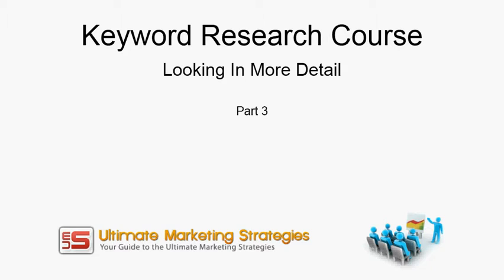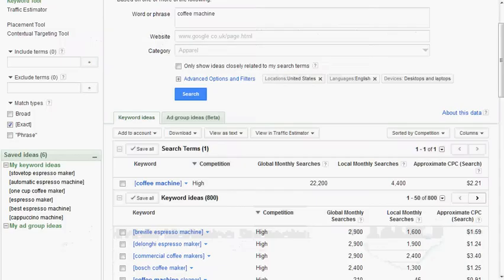In part 3 of this keyword research course, we'll be looking at our potential keywords in a little bit more detail. For this, we're still in the Google AdWords keyword tool.